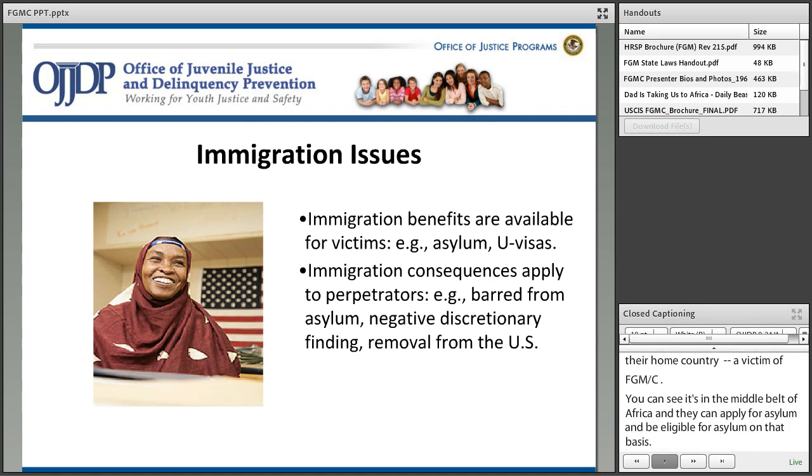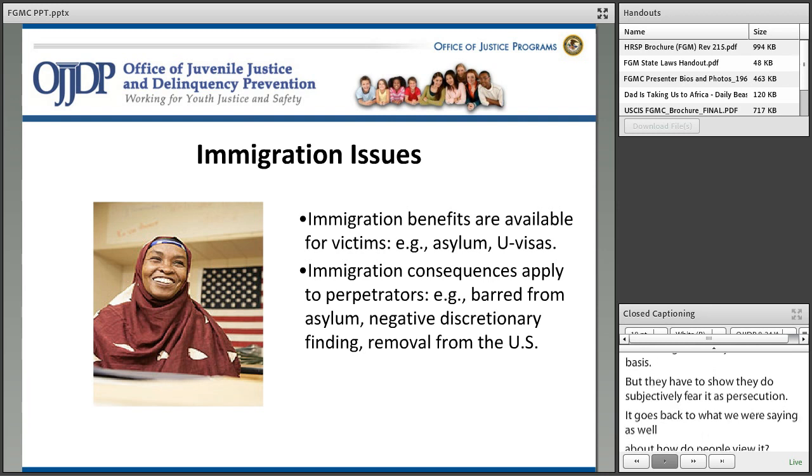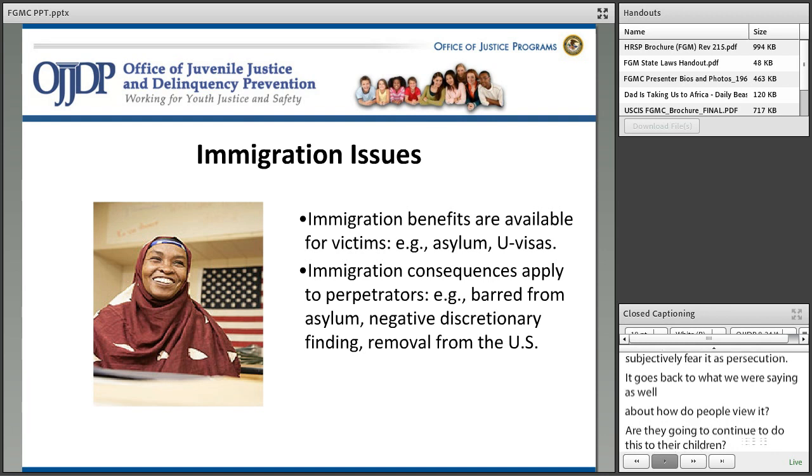It goes back to what we were saying as well about how people view it. Are they going to continue to do this to their children? And what kinds of continuing complications do they have as a result of being cut?